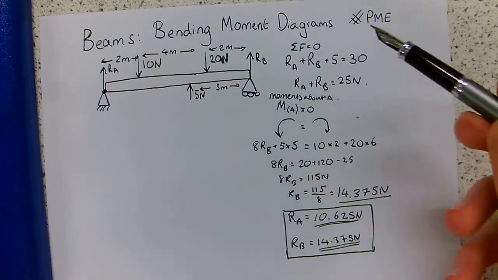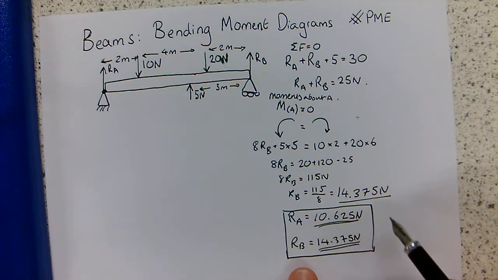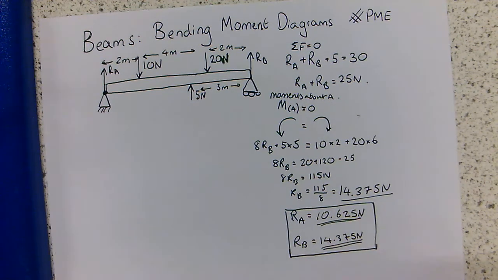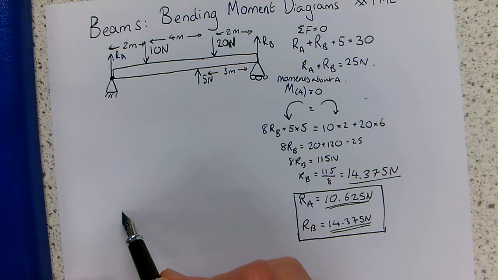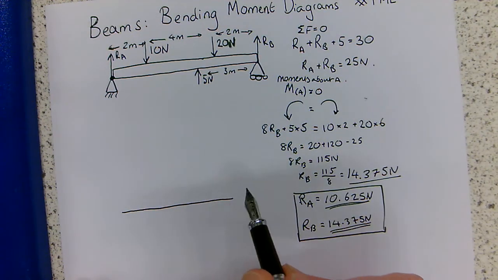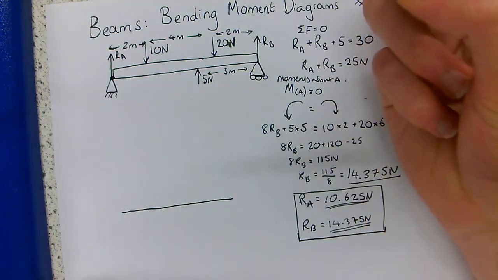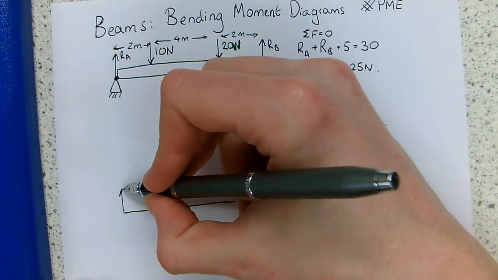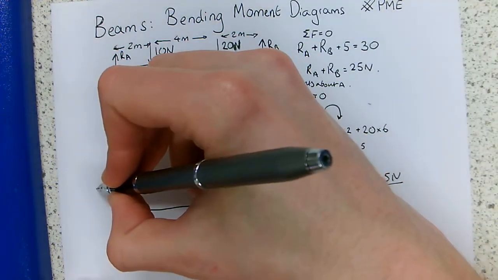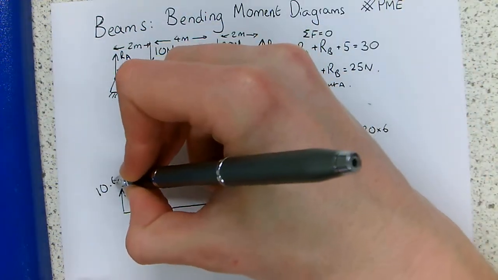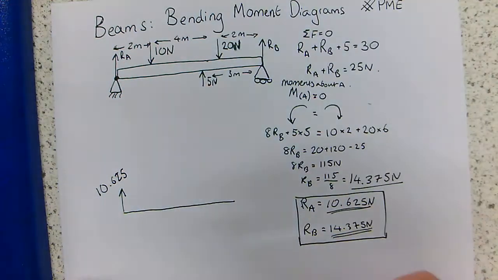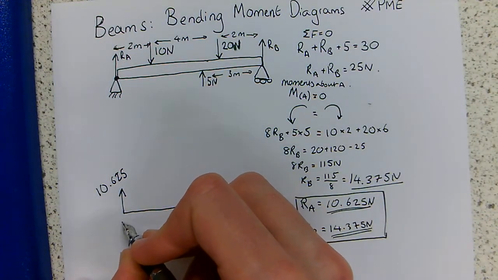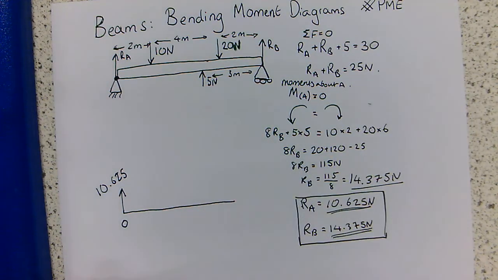So having calculated the reaction forces, it may be useful to redraw a diagram including all the forces and their distances. So it may be useful to redraw as a skeleton diagram where we've got our forces marked on, and the distances from the left hand side marked on underneath.